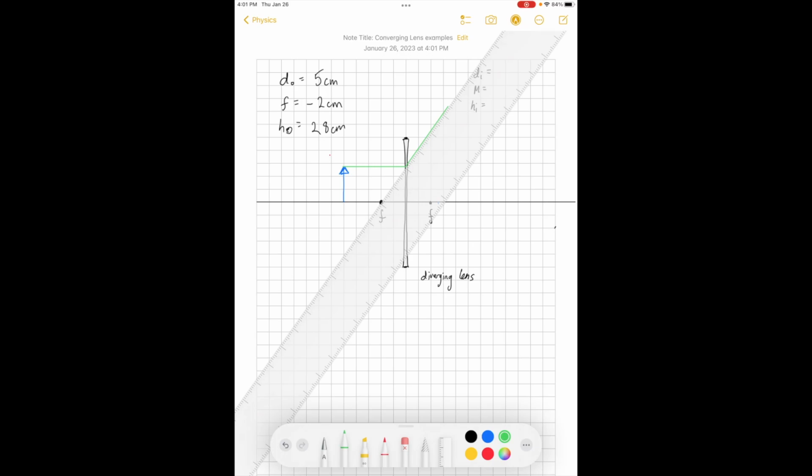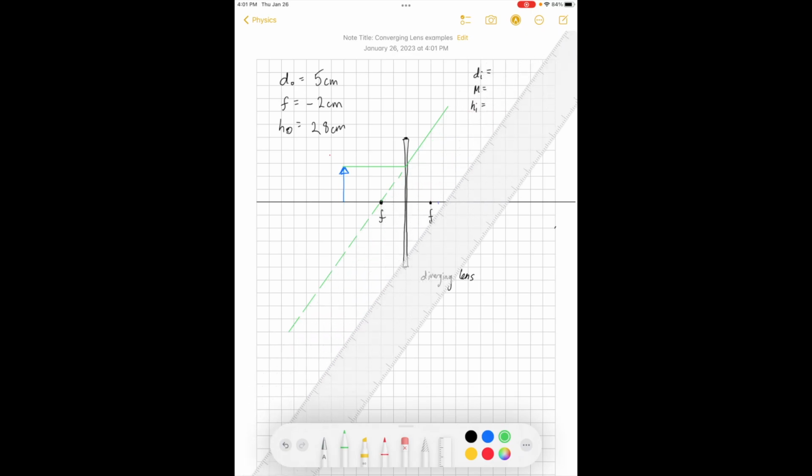We already anticipate that we're going to have to figure out where the virtual rays look like they came from. So let's go ahead and put in a dashed line here, which also will help us make sure that we really have made that ray diverge away from that focal point. So again, the ray comes in and it diverges away from the focus on the same side it came from.